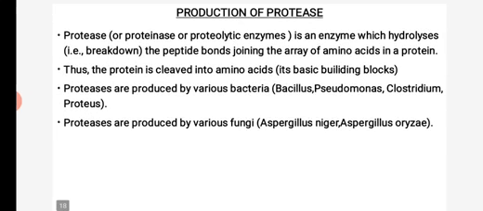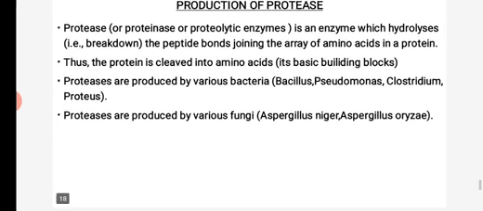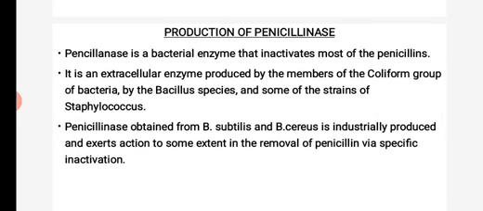You should write the general consideration for the production of enzyme. The last enzyme is production of penicillinase. Penicillinase is a bacterial enzyme that inactivates most of the penicillins. It is an extracellular enzyme produced by members of the coliform group of bacteria, by Bacillus species and some strains of Staphylococcus. It is obtained from microorganisms like Bacillus subtilis and Bacillus cereus.